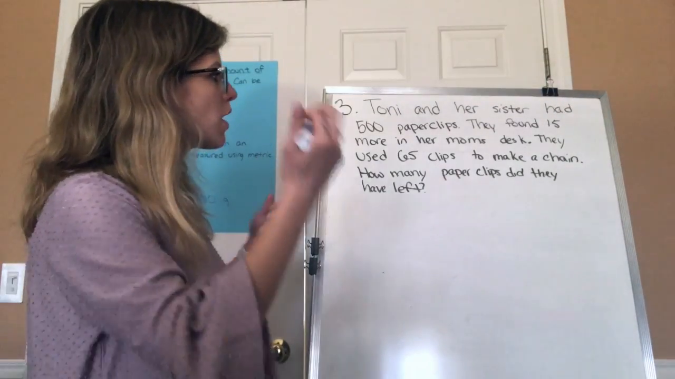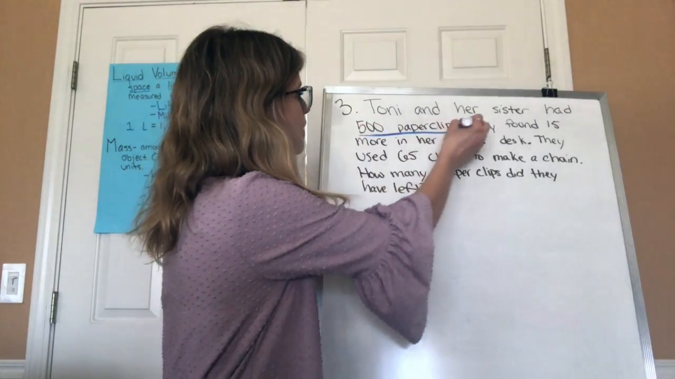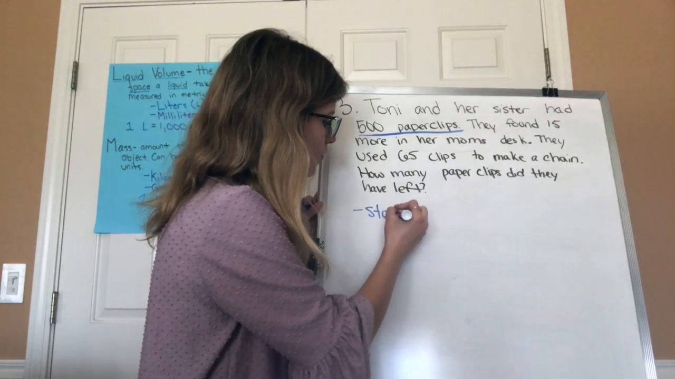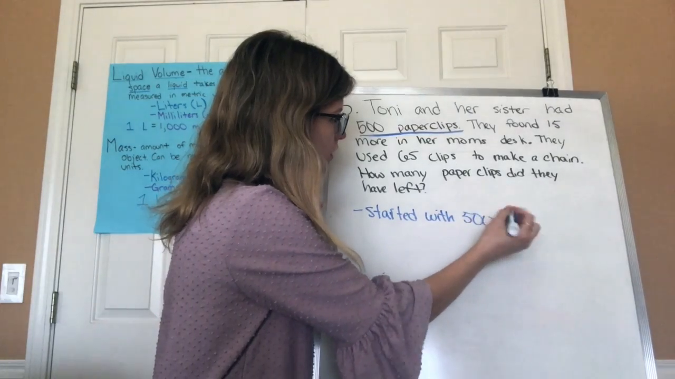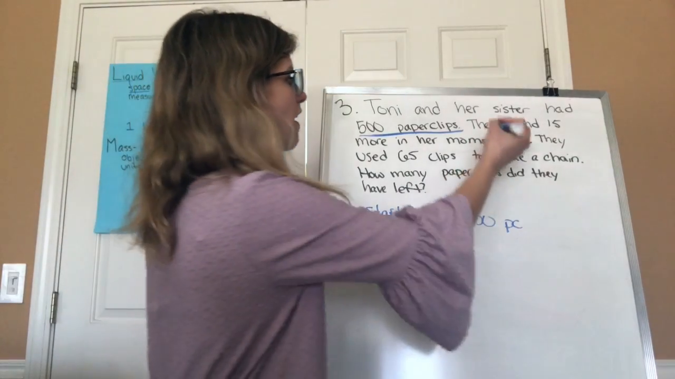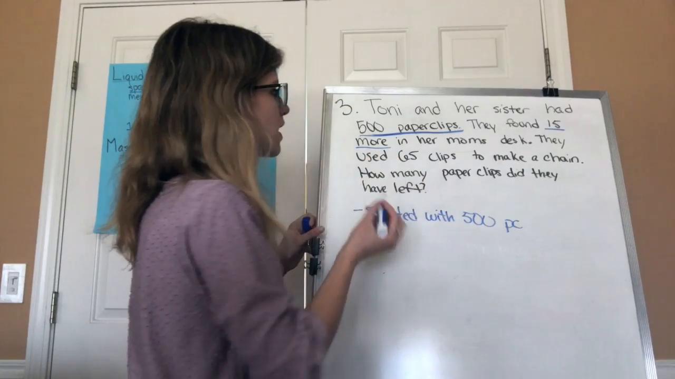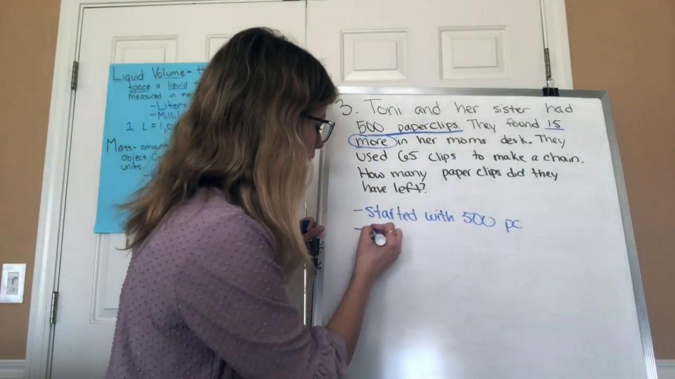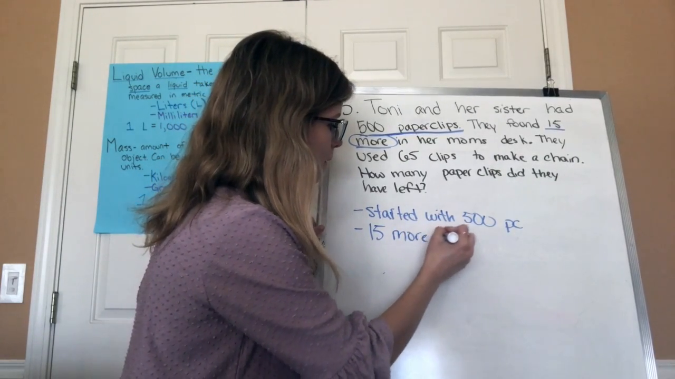So if I was to write my rules, I would see that it says Tony and her sister had 500 paper clips. So they started with 500, and I'm going to write PC for paper clips. They found 15 more in her mom's desk. And I see that keyword more. So then they got 15 more paper clips.